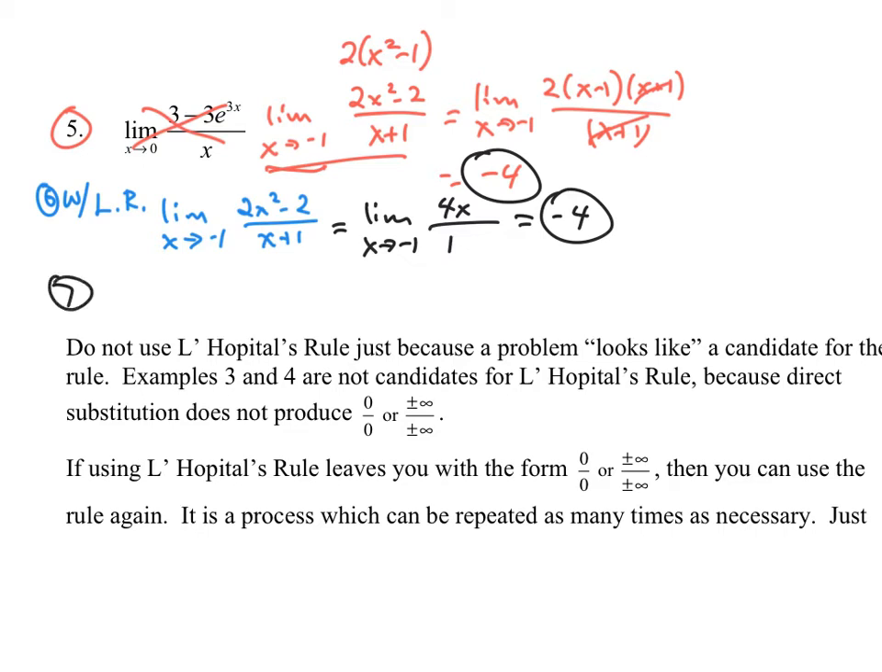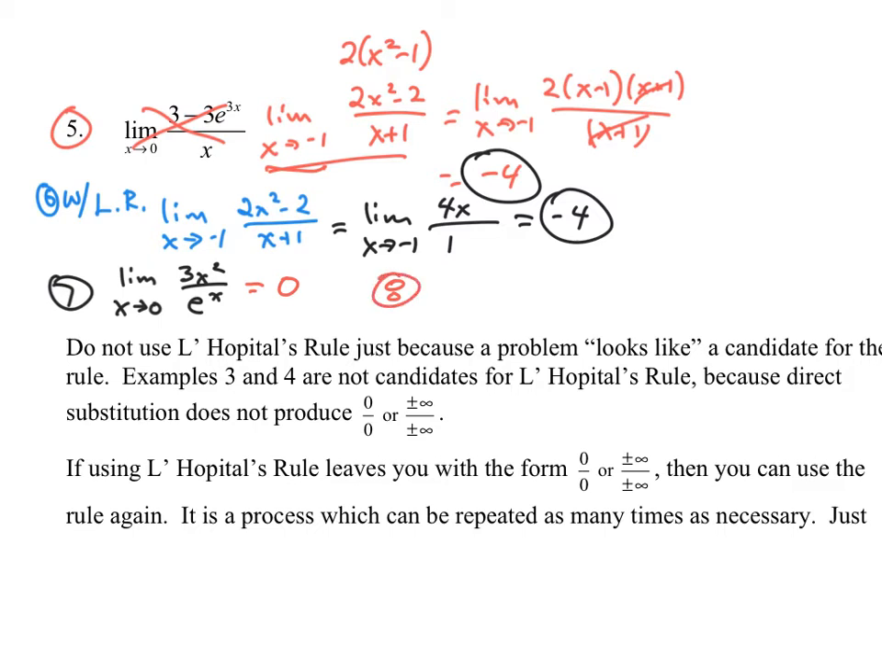Number 7 that you have there, can we use L'Hopital's rule? If I plug in 0, it's not going to be 0 over 0, is it? What is it going to be? It's going to be 0 over 1. So this one would be 0 again. Very similar to that previous one we did.